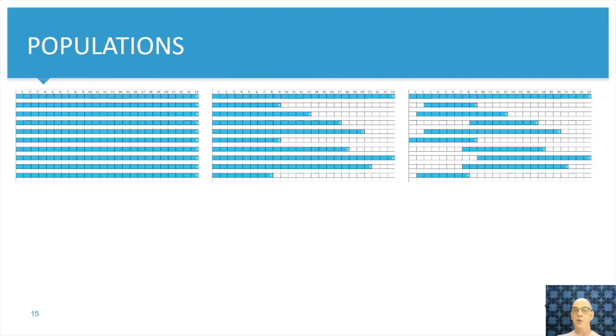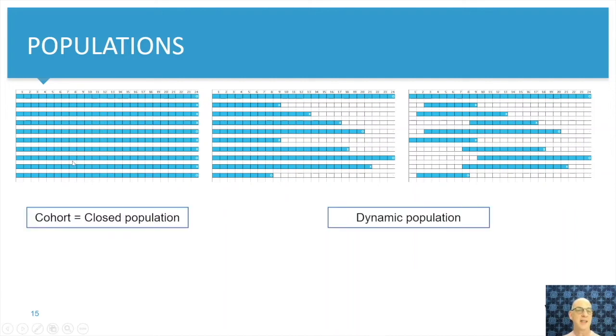So in the examples, we actually have seen 3 different kinds of populations. The first population here is actually a typical example of a closed cohort. You start at follow-up and you end up follow-up and there is no loss to follow-up. The other 2 populations are examples of a so-called dynamic population. People are lost to follow-up and here people come and go into the dynamic cohort. So what type of measure of frequency can we use in these populations?